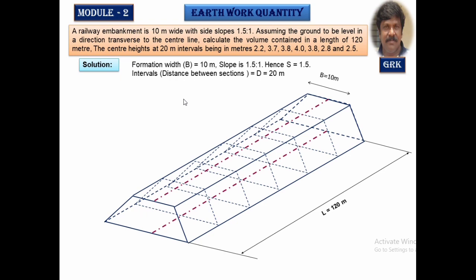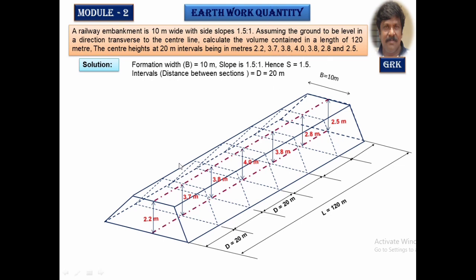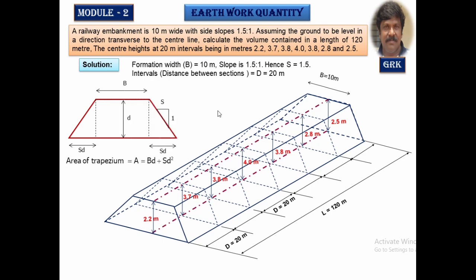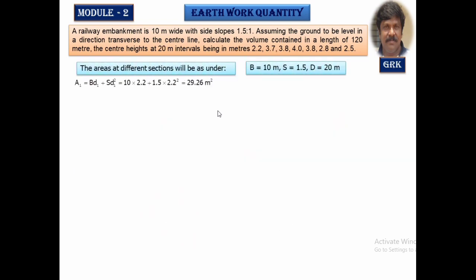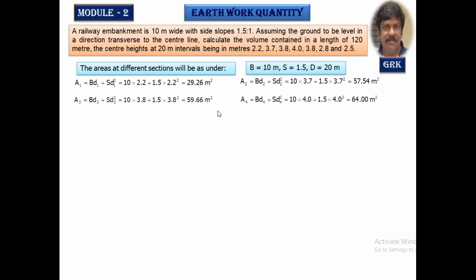Now this is the typical isometric view of the section. Let us mark the depths, 2.2, 3.7 like this, 2.2, 3.7, 3.8 at different intervals of 20 meters, equal intervals. So capital B is 10 meter, the formation width, side slope 1.5 and horizontal slope is 1.5. In general, we have got the formula to calculate the area of the trapezium as BD plus SD square. Let us find out the cross-sectional areas of each section. A1 using the BD1 plus SD1 square, like that. A2, A3, A4 for the different depths. You can find only the depths are varying.